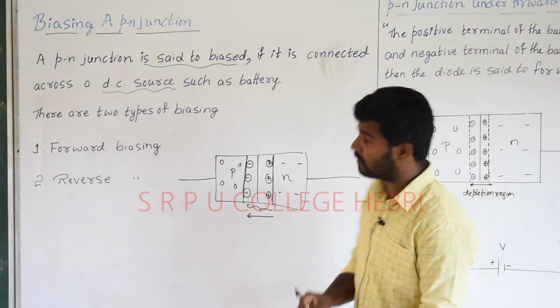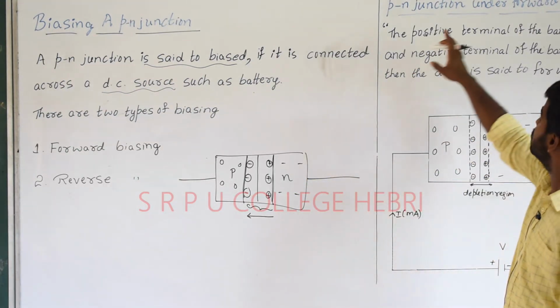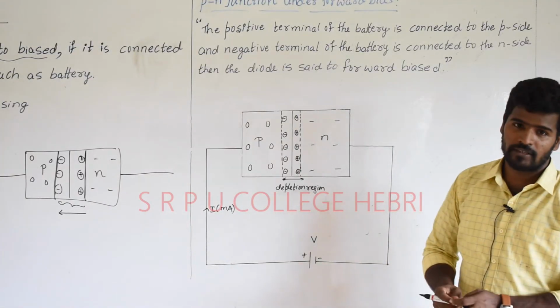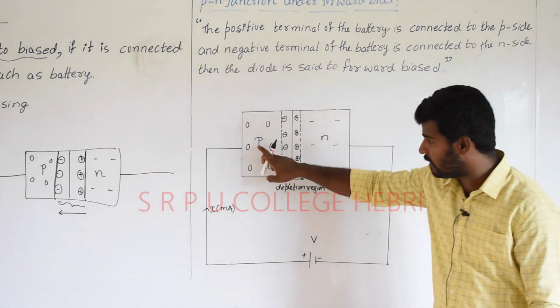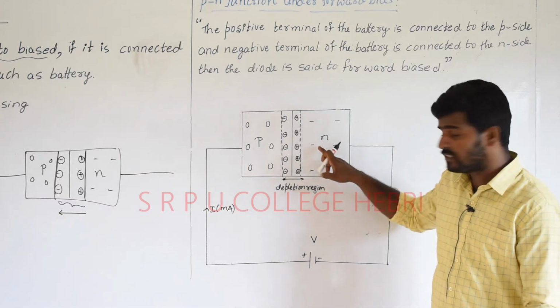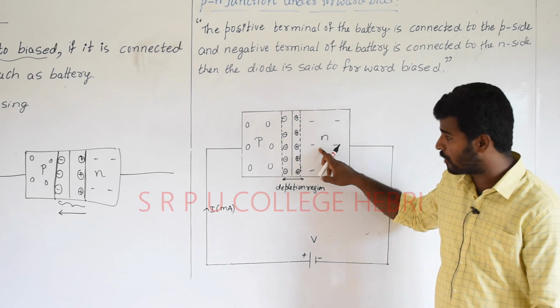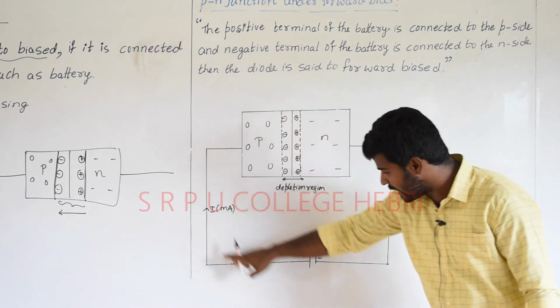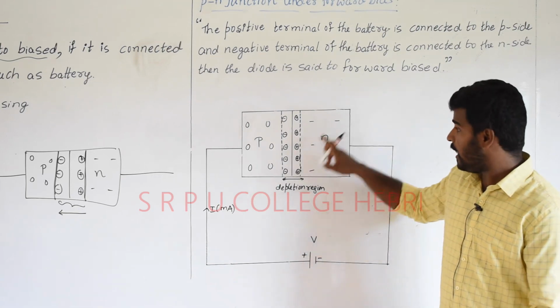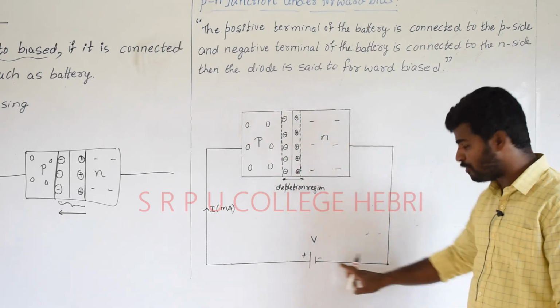First, forward biasing: a PN junction under forward bias. What is the meaning of forward bias? See here. On the P side, the majority charge carriers are holes. On the N side, the majority charge carriers are electrons. P is connected to the positive terminal of the battery, that is an external potential, and N is connected to the negative terminal of the battery.